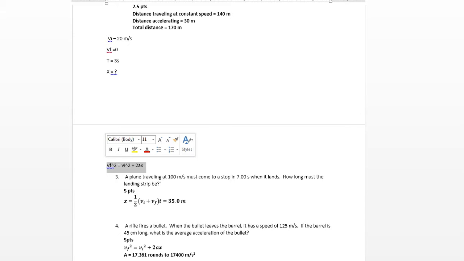So this formula would be X equals 1/2 of VI plus VF times T. So if I do that, 1/2 of VI is 20 plus 0, so 1/2 of 20 times 3 seconds, and that only turns out to be 30 meters. If I add those together, I get a total distance of 170 meters.